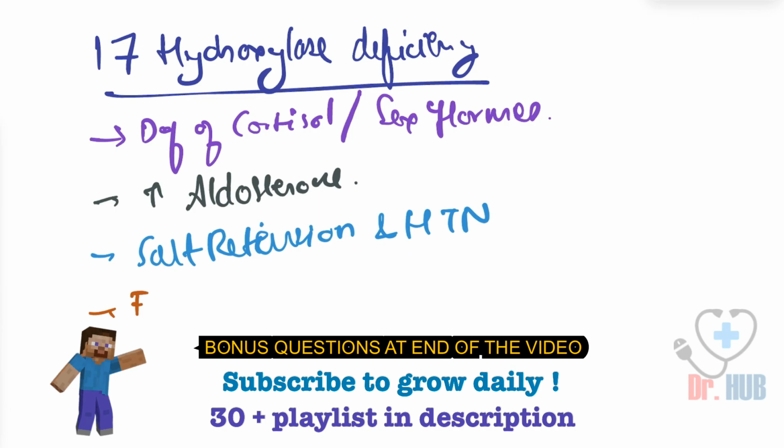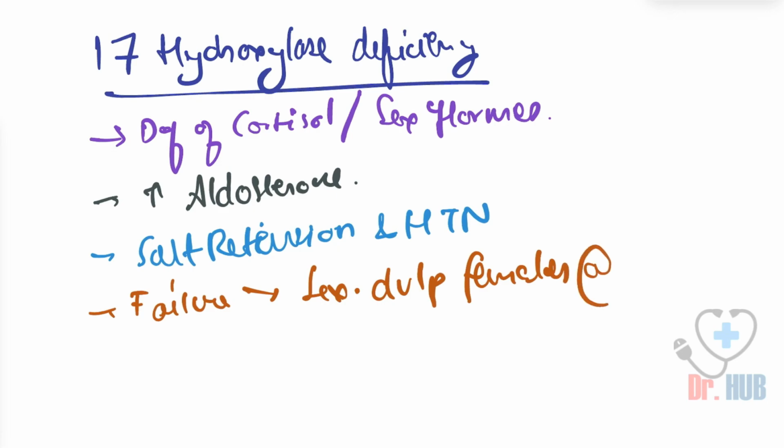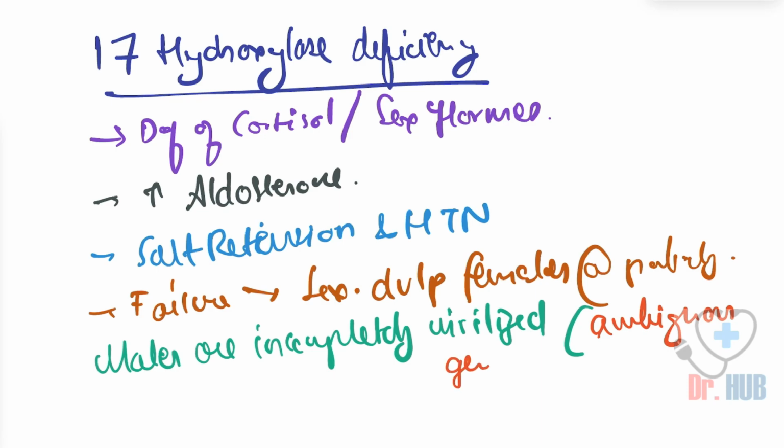There is a failure of the sexual development in females, and this occurs at puberty. Next, the males are incompletely virilized. So that means they have ambiguous genitalia, and this is nothing but 46XY.